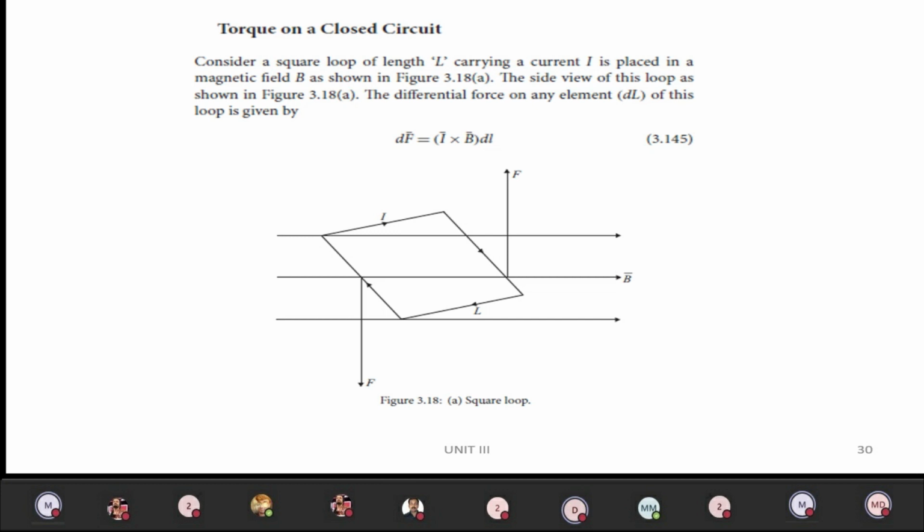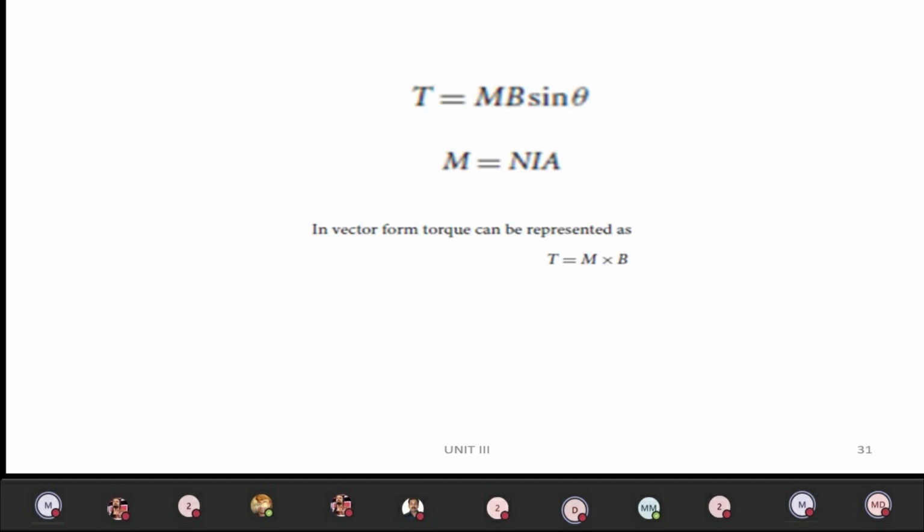I am considering a square loop of length L carrying current I, placed in a magnetic field B. The differential force is given by I dL cross B. The twisting or turning force is what we call torque. Torque is force into radius, and with the magnetic moment we can express torque as torque = m B sin theta.